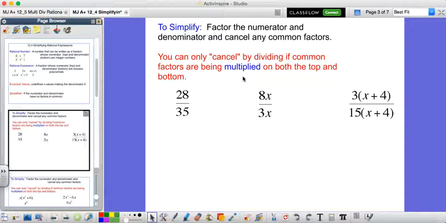Okay, so to simplify, it's helpful to factor the numerator and denominator and then just cancel any common factors. And we can only cancel by dividing if the common factors are being multiplied on both the top and the bottom. So if they're being added, you can't do that, but if everything's being multiplied, then you can simplify. So let's start off doing something that you've done before. This is a rational expression. It's just a typical fraction, what you're used to seeing.